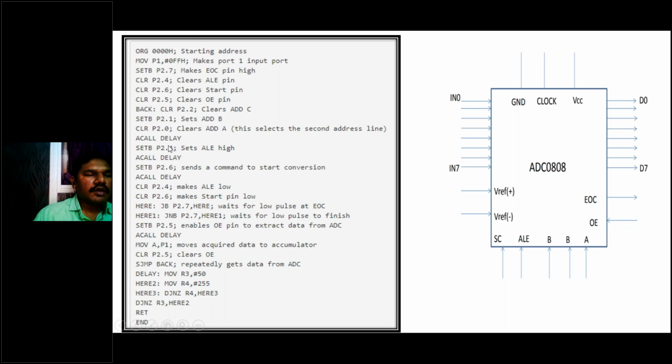Now it will call the delay. Next, SETB P2.4 sets ALE high. Why set ALE high? After setting the address, ALE should not work. Then call delay. Then SETB P2.6 sends a command to start conversion. Next, call delay, and CLR P2.4 and CLR P2.6. It starts and ALE will be 0, and then this program will be executed like that to convert analog to digital conversions.